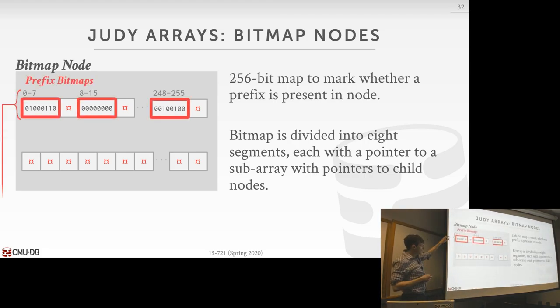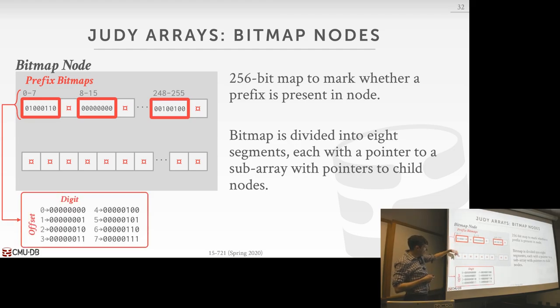So going down here, at offset 0, that's when you have nothing but zeros. Then at offset 1 is when you have a 1 at this location. 2 is when you have a 1 at the listed location, and so forth, right? And I just do this all the way up to 256.